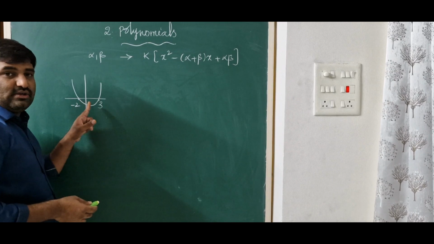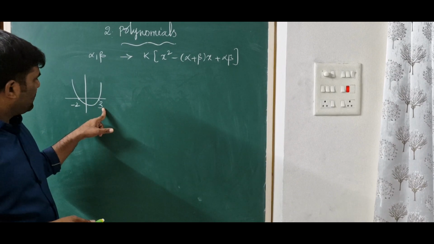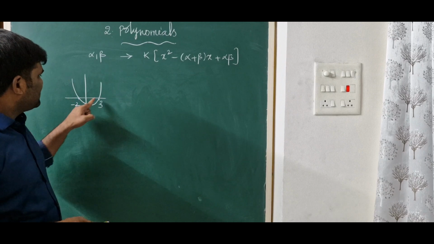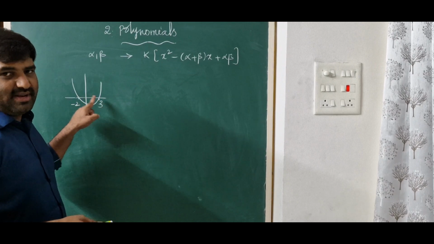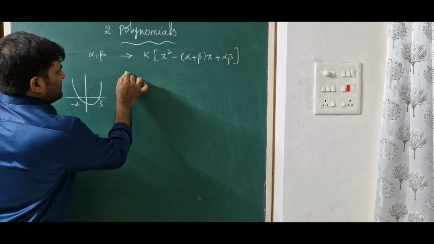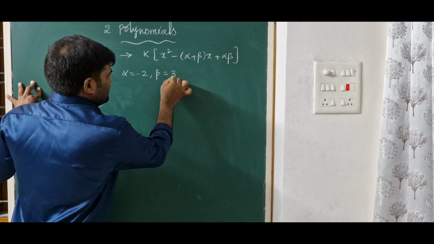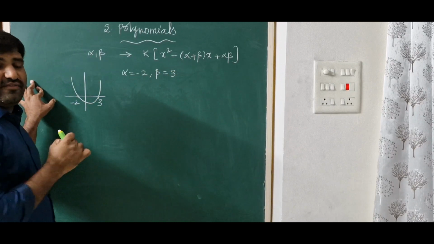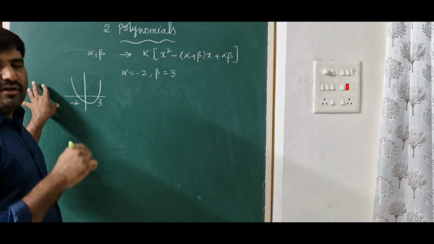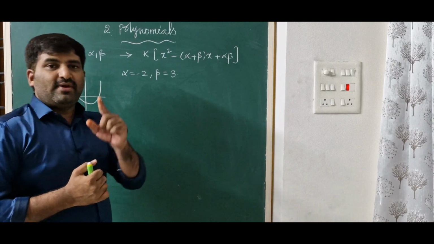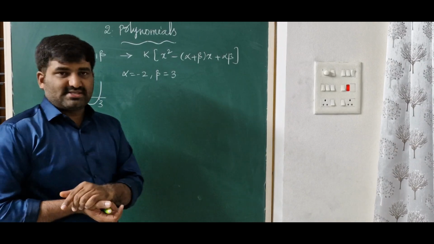So here there are two zeros for this polynomial because the parabola is intersecting the x-axis at 2 different places. I am taking one value as alpha, that is minus 2. The second value is beta, that is plus 3. So you may get a doubt: how can you identify minus 2 and 3? They will mention in the question clearly where the parabola is intersecting the x-axis.